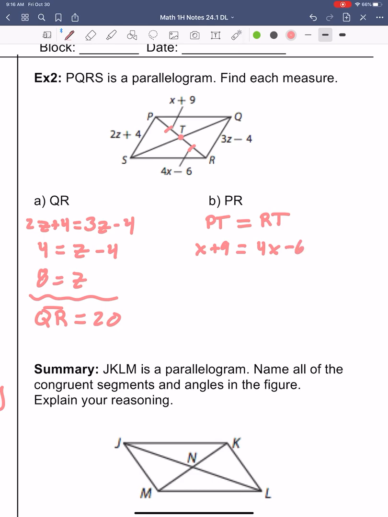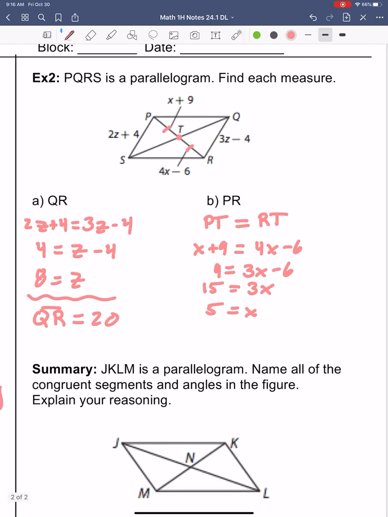And now I can go ahead and solve this thing. So I'm going to subtract x, so I get 9 equals 3x minus 6. I'm going to add 6, so I get 15 equals 3x. And then I'm going to divide by 3, so x equals 5. And then I'm going to go ahead and plug this back in here to find the lengths.